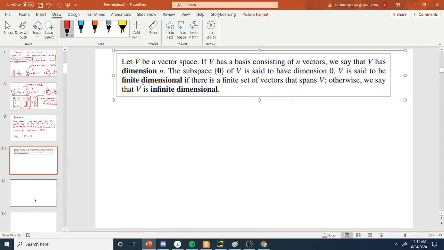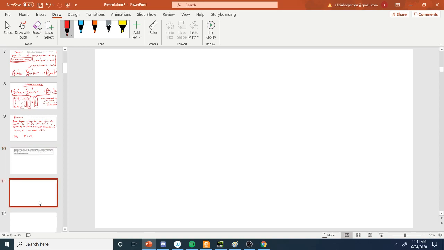So let's do an example. Suppose we look at R3. Then R3 can be written as the span of E1, E2, and E3, where these are the standard basis vectors that I wrote down before. And since these three vectors are linearly independent, we have that the dimension of R3 is equal to 3. That's easy.